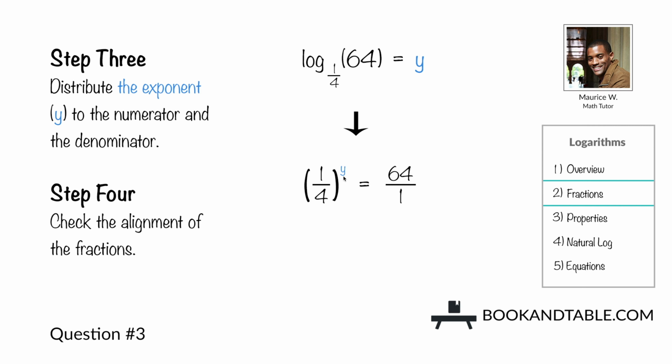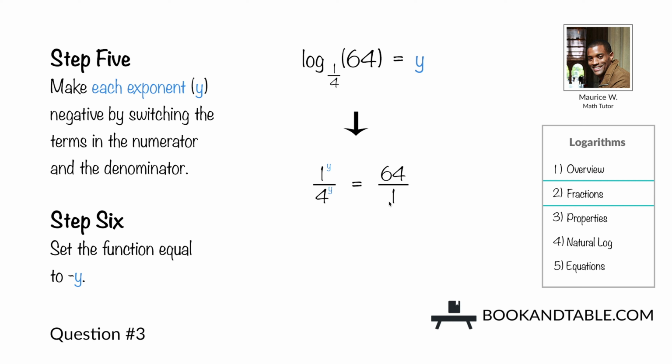And now step 3, we want to distribute the exponent y to the numerator and the denominator, giving us 1 to a power of y over 4 to a power of y is equal to 64 over 1. And now we can check the alignment of the fractions. We cannot multiply 1 times itself and wind up with a product of 64, so that does not work. And we cannot multiply 4 times itself and wind up with a product of 1, so that does not work. So this lets us know that we'll need to switch these terms over here.